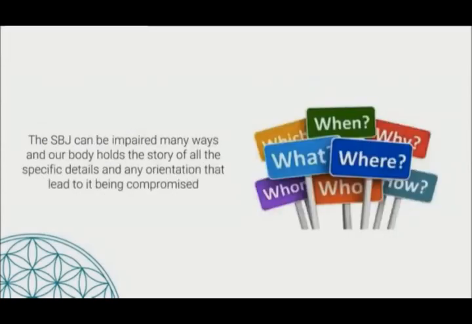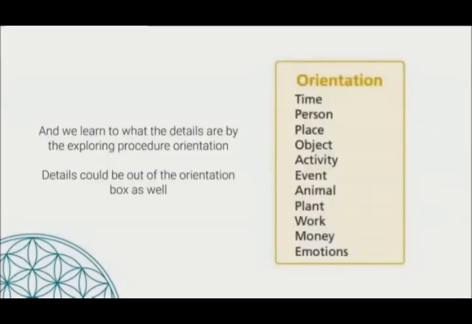The SBJ can be impaired in many ways, and our body holds the story of all the specific details and any orientation that led it to being compromised. We learn what these details are by the exploring procedure orientation, and details could be out of the orientation box as well. So some contributing factors to an impaired SB could have to do with time, people, a place, an object or objects in our life, types of activities that we do or have experienced, life events, an animal or animals, different plants, belief systems, or the actual physical location about work, money belief systems, and of course emotions.